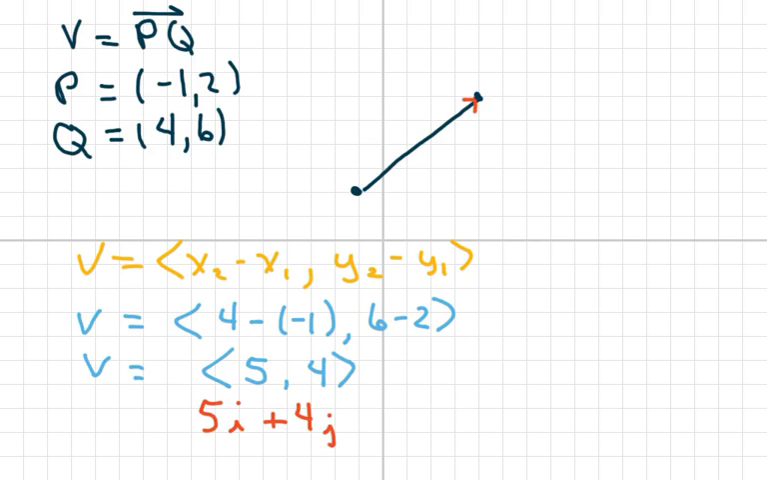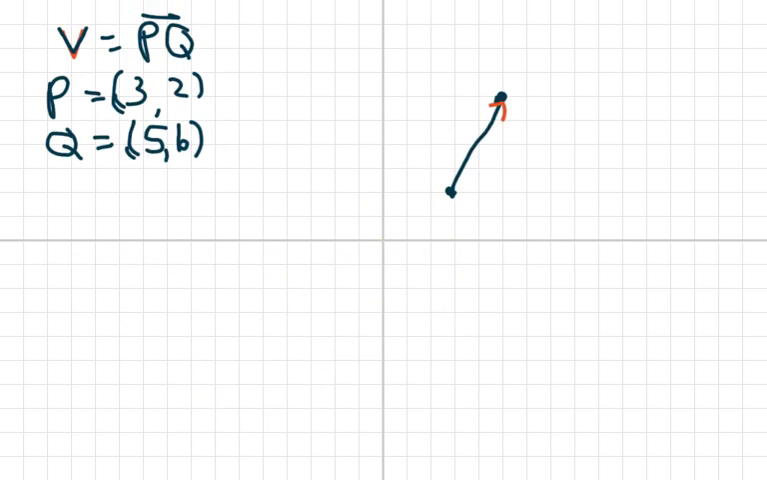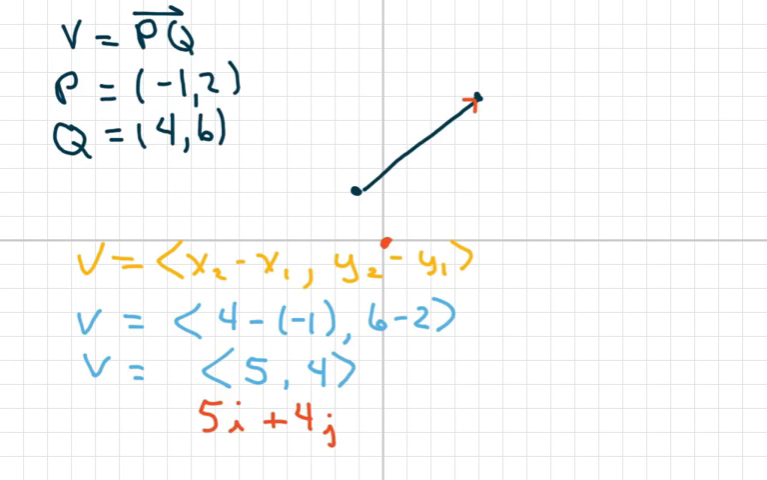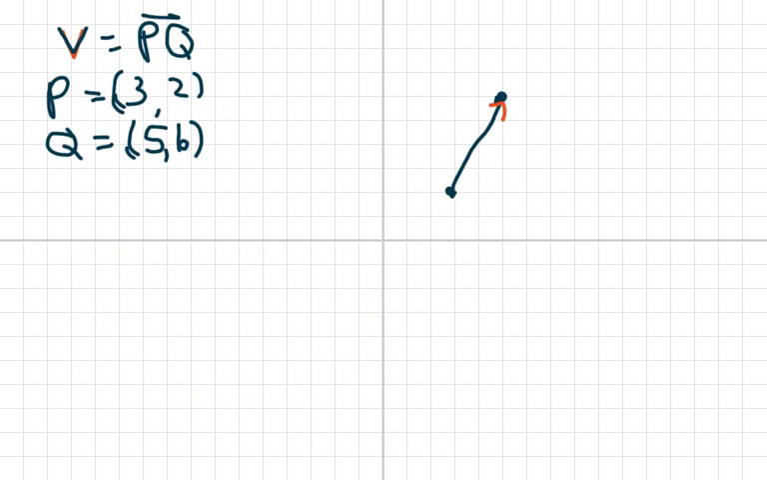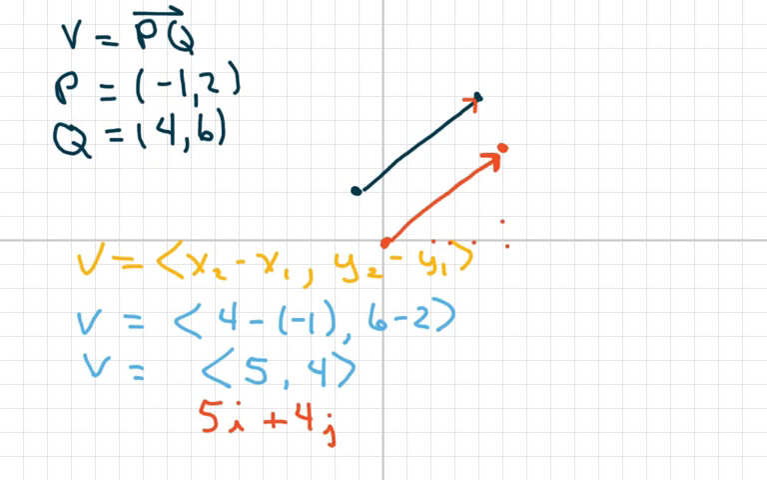Now I'm going to draw that, and what I'm going to do is start at 0 and go to 5, 4. So 1, 2, 3, 4, 5, and 4: 1, 2, 3, 4. So we're going to end here. Now, our vector is at the origin, but it has the same magnitude and the same direction. So same length and same direction.